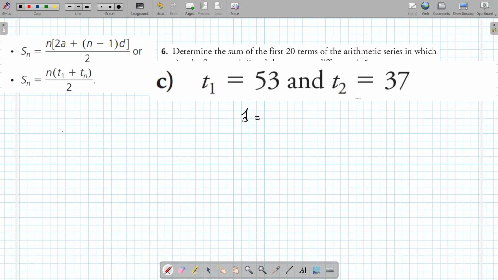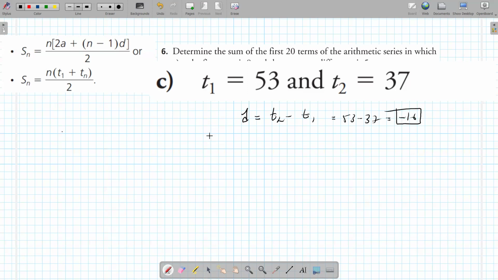What's our common difference here? Remember how to find D? D is going to be T2 minus T1. For geometric, it's T2 over T1. So here it's going to be 53 minus 37. That's going to be 13 plus 3, negative 16 as your D value.